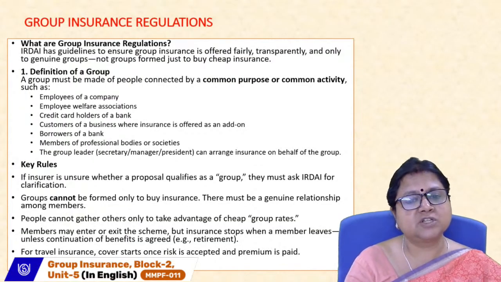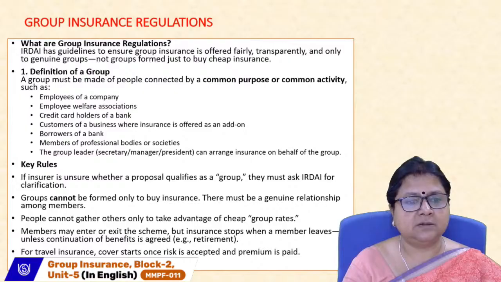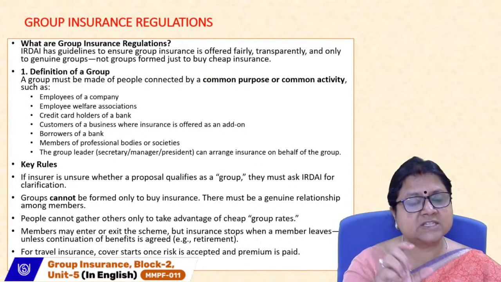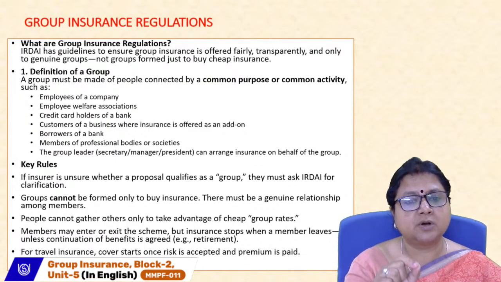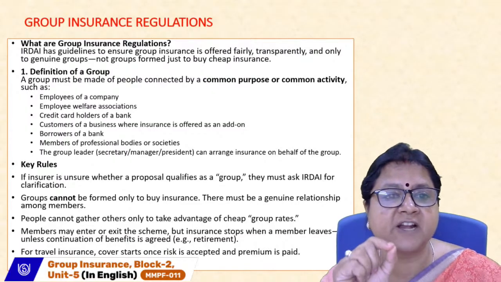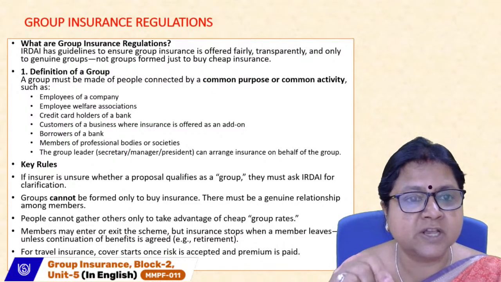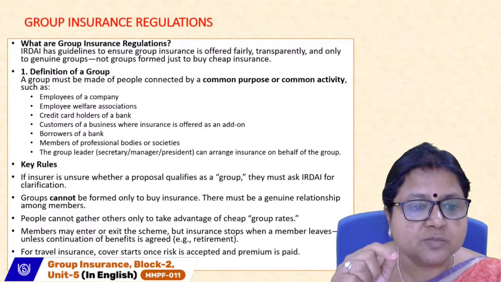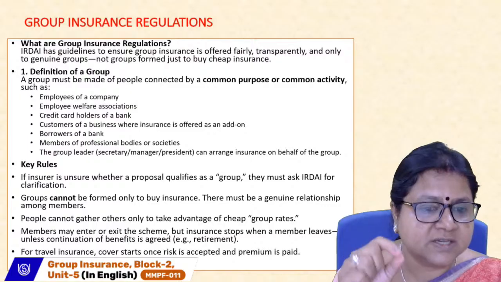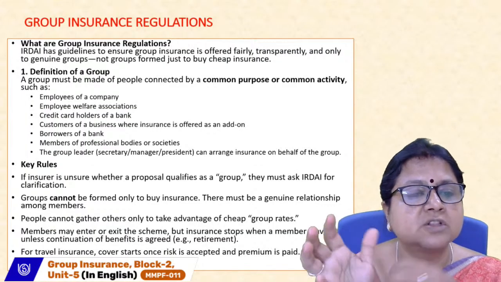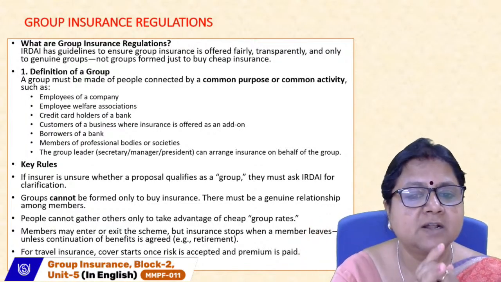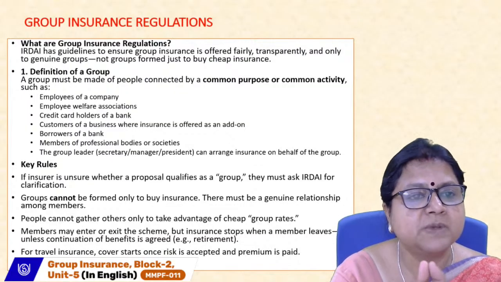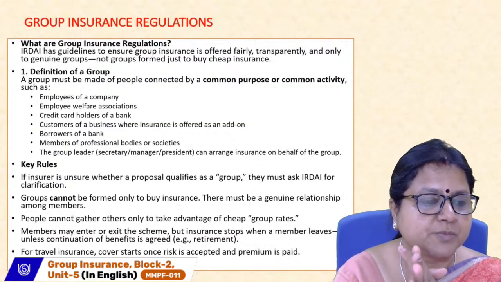Members of professional bodies or societies, these can be the members of a group which has been defined by the IRDAI, who can be covered under a group insurance policy. And in all these groups, the group leader or the secretary, the manager or president or the company head can arrange insurance on behalf of all these types of groups.